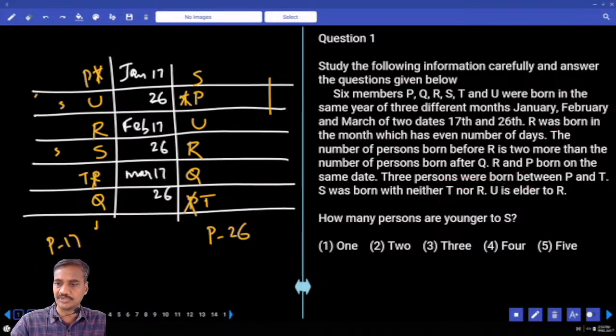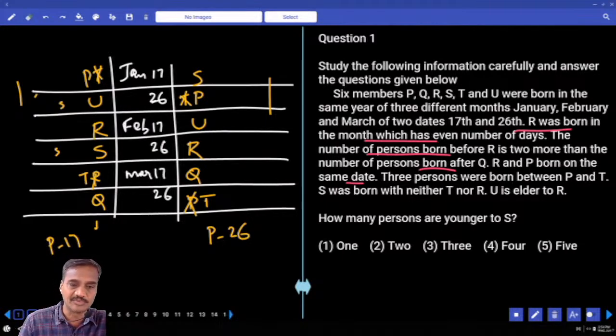Let us check out both the possibilities once again. R was born in the month which has an even number of days, and the number of persons before R is how many? There are 2, which is 2 more than the number of persons after Q. After Q it is 0. And here also before R there are 3, after this Q there is 1. And next one, R and P were born on the same date; both these 2 persons were on the 17th. Here R and P, both these 2 persons were on the 26th.